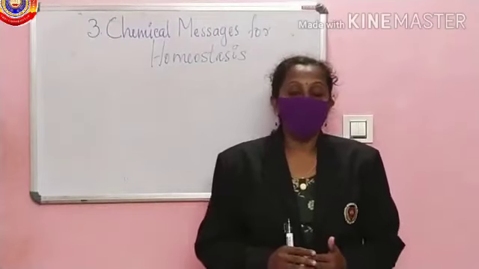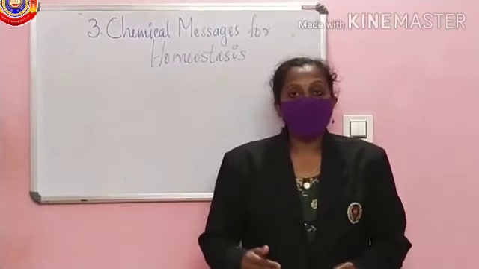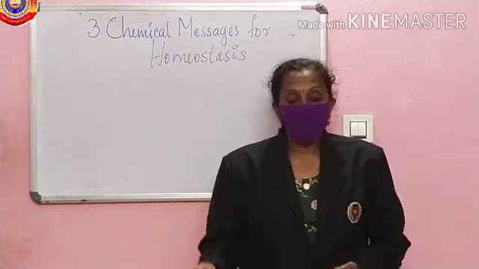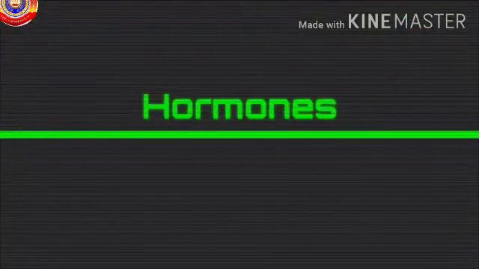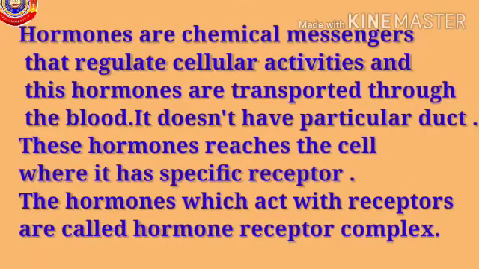Our third chapter, Chemical Messages for Homeostasis. In the last class, we discussed hormones. Hormones are chemical messengers that regulate cellular activities, and these hormones are transported through the blood. They don't have a particular duct, and these hormones reach the cell which has a specific receptor. The cells which have a specific receptor form the hormone receptor complex.